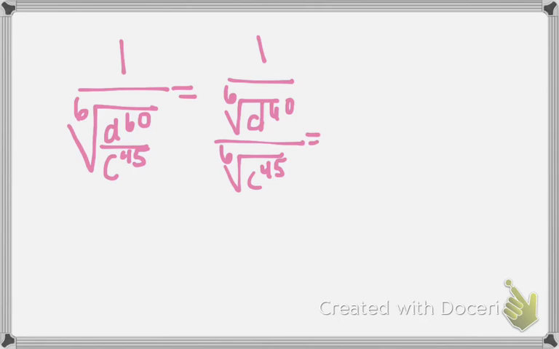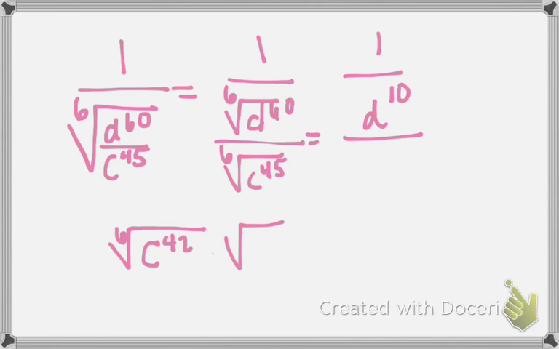My top part goes pretty nicely because 60 is divisible by 6, so that's a perfect 6th root. So that's going to become d to the 10th. This isn't as simple because of the fact that with 45, c to the 42nd is a perfect 6th, but c to the 3rd would have to be left over. And so 42 divided by that 6 gives you c to the 7th, 6th root of c cubed.